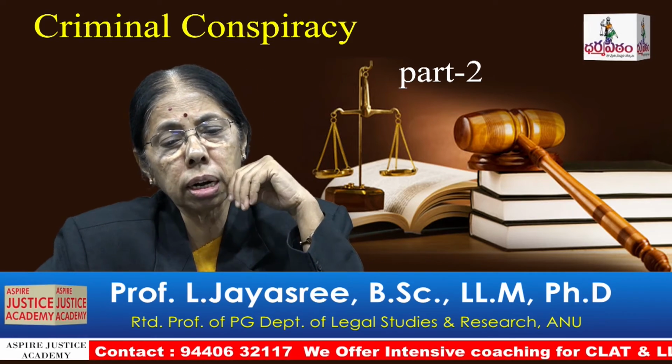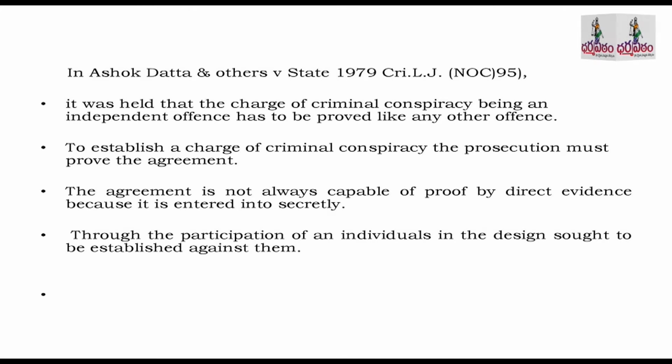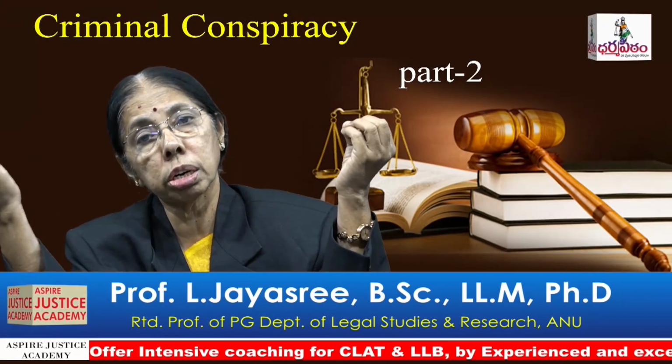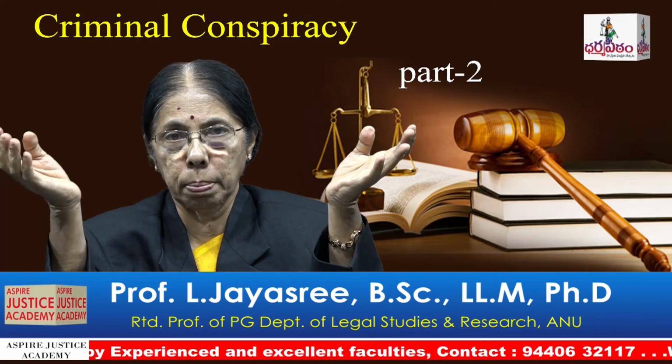In Ashok Datta and others versus State, 1979 case, it was held that the charge of criminal conspiracy is an independent offense. So criminal conspiracy is a substantive offense, an independent offense. So it has to be proved just like any other offense. How will murder be proved, how will theft be proved? Based upon the ingredients. All the ingredients have to be established beyond all reasonable doubt by the prosecution. Then the offense will be completed.